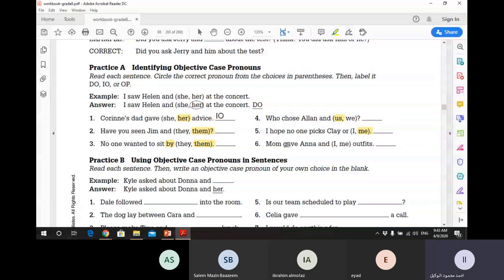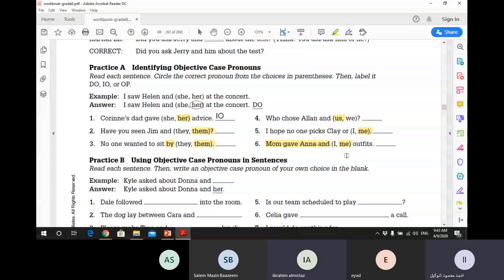Number 6, Ibrahim. Mom gave Anna and I or me outfits. Mom gave Anna and me. Subject, action verb, object, indirect object, compound object.